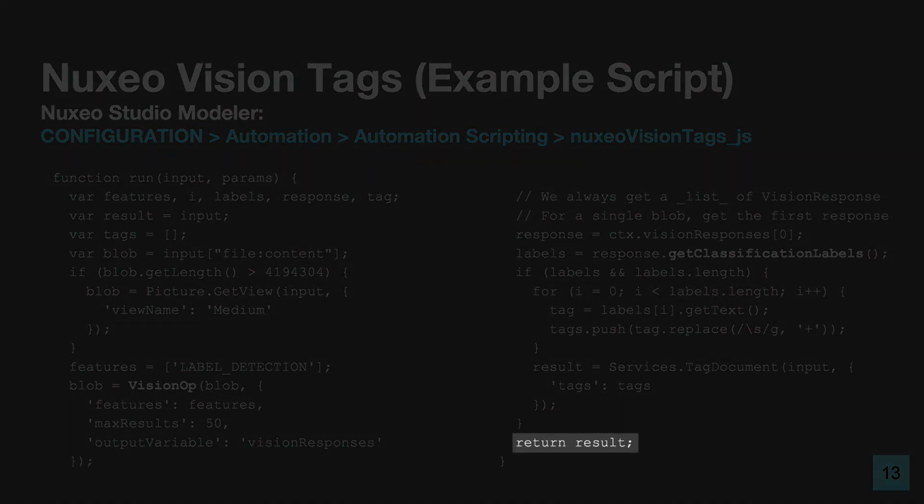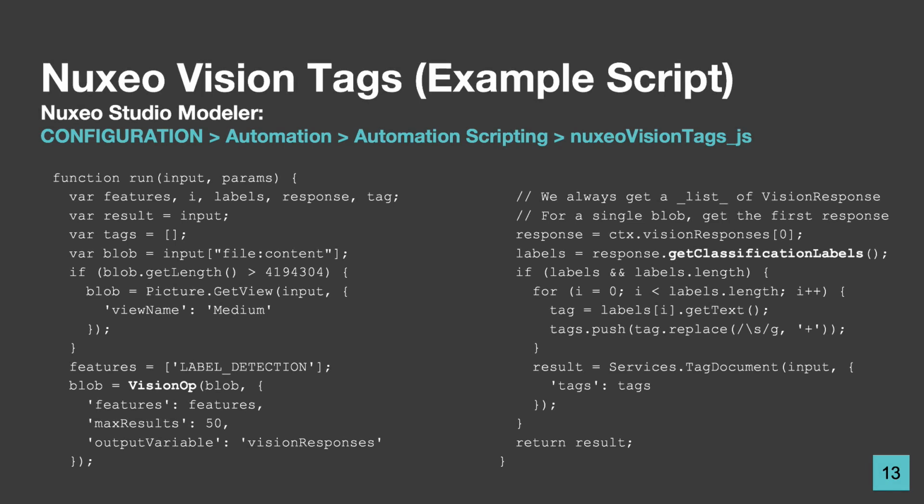So get the blob that we want, call the vision op, get the classification labels, tag the document, and then we're done. So a fairly simple automation script calling the Nuxeo Vision wrapper for Google Vision in this case.